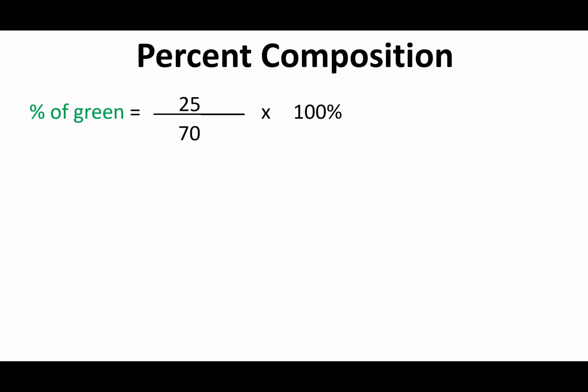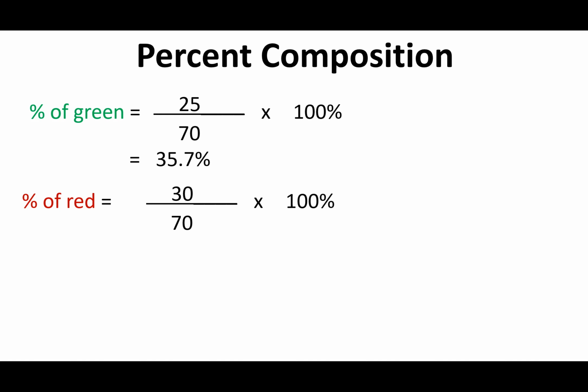So on your calculator, go 25, divide by 70, hit the equal sign, and then multiply by 100%, and you should find you get about 35.7, and I've rounded to one decimal place for that. To determine our percentage of red, we actually have 30 red marbles. Our total is still 70, and once again we'll multiply by that 100%. Our percentage is a little bigger at 42.8%.